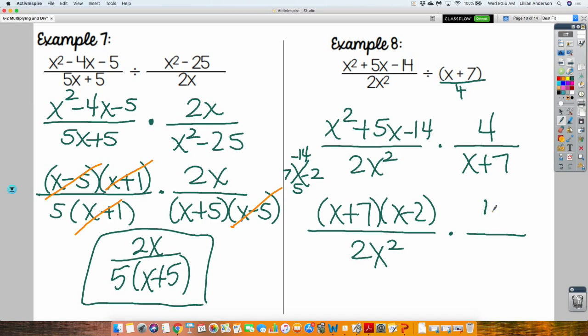Can I factor 4? No, can't factor a 4. What about x plus 7? Can I factor that? No. So cross what out? x plus 7. Can I cross anything else out?